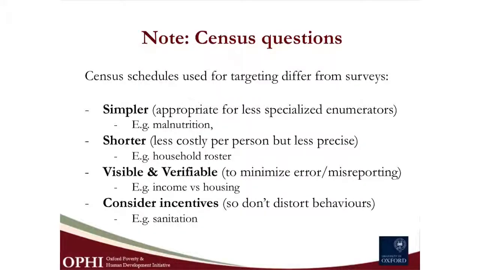They are going to be simpler because they need to be appropriate to go to scale, and the enumerators may not be as trained as the NSO, National Statistics Office, National Statistics Bureau enumerators. For example, you may not want to use malnutrition, because getting child malnutrition data requires not only equipment, but also training of how to weigh a squirming baby, how to measure the length of a squirming baby, and other things. They have to be shorter. They can't be a 45 minute or 1 hour questionnaire.